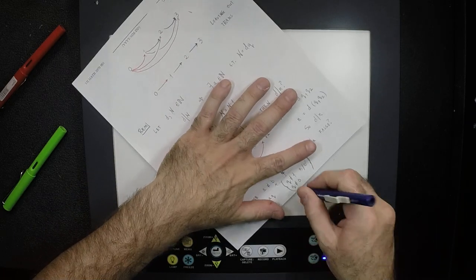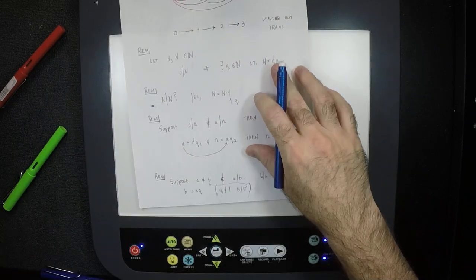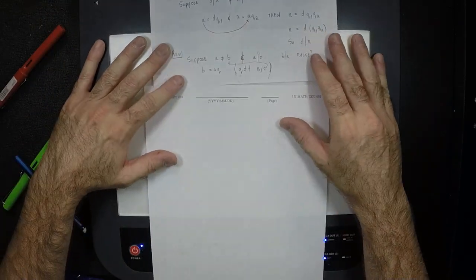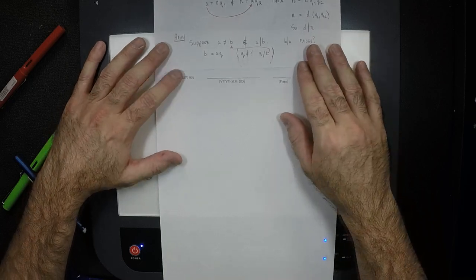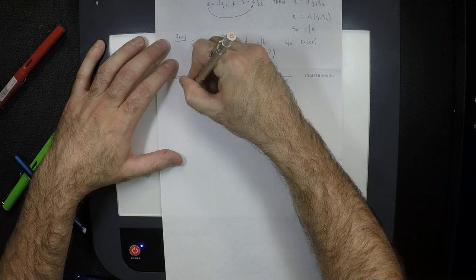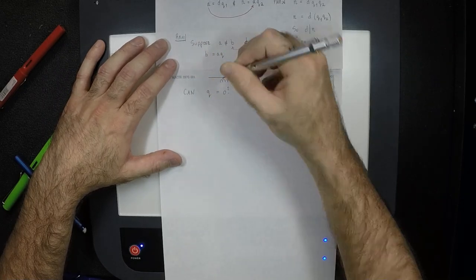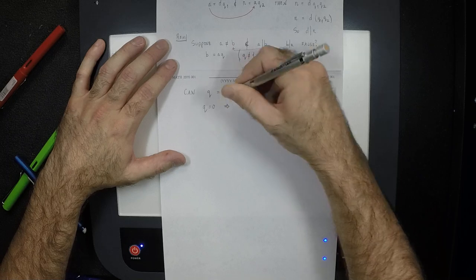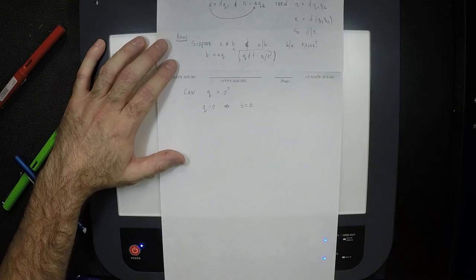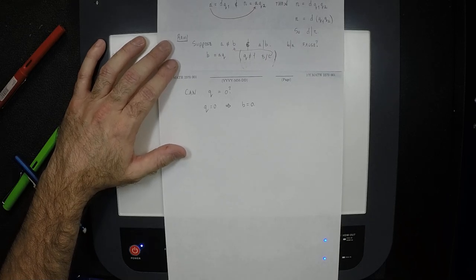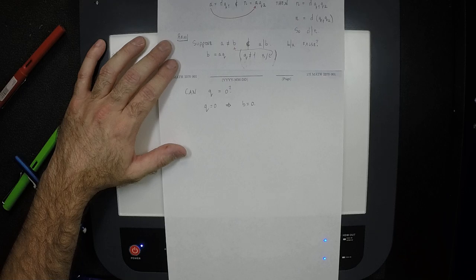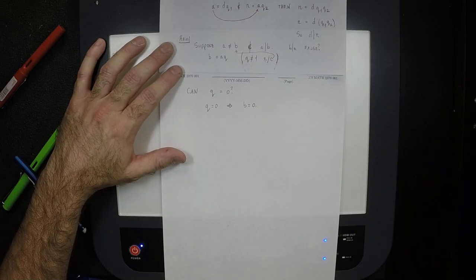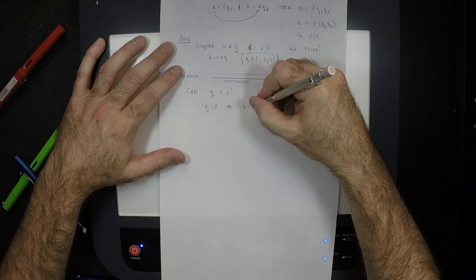Let's think about it. Let's get more paper. So, can Q be 0? Let's consider that case. If Q is 0, this implies that B is 0. So, is it possible that A divides 0? Yes. Okay. What are the divisors of 0? All the naturals, right? All the naturals.